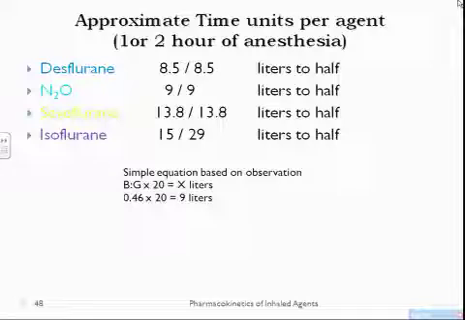Now, the way to do the equation is actually fairly simple. You won't see this written down. This is something that I've just come up with and actually works in clinical. It's just take the blood gas value times 20, and that gives you the actual liters. Simple little math. So 20 times whatever your blood gas partition coefficient is.